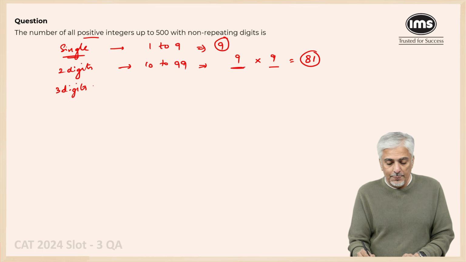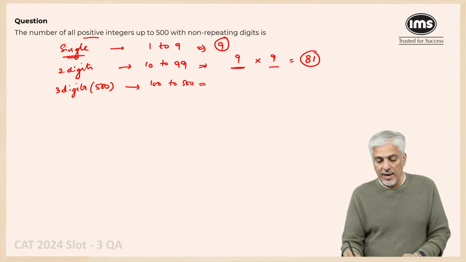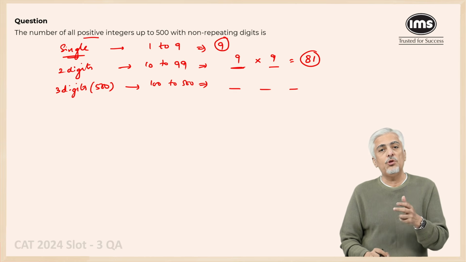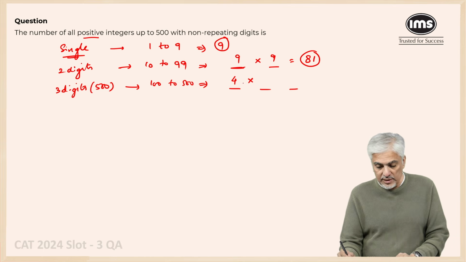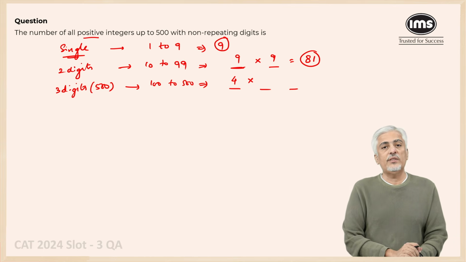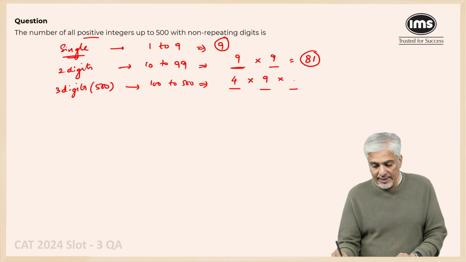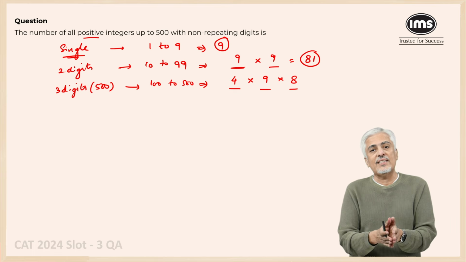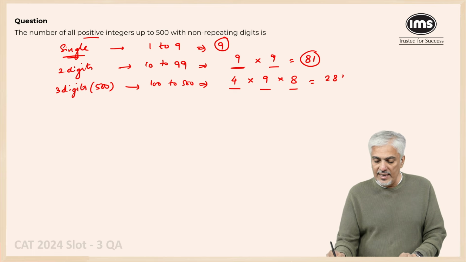3 digits only up till 500. So I'm going from 100 to 500. Now, I want non-repeating digits, right? For the first digit, I can choose only 1, 2, 3, 4 because I want only up till 500. I can't even choose 5. So, for the first digit, I'll have 4 choices. Now, whatever digit I chose over there cannot be chosen again, but 0 can be chosen. So, I have 9 options. And then I will have obviously 8 options. Why 8? Because whatever digits you chose in the first place and the second place cannot be chosen again. So, there will be 72 fours are, there will be 288.